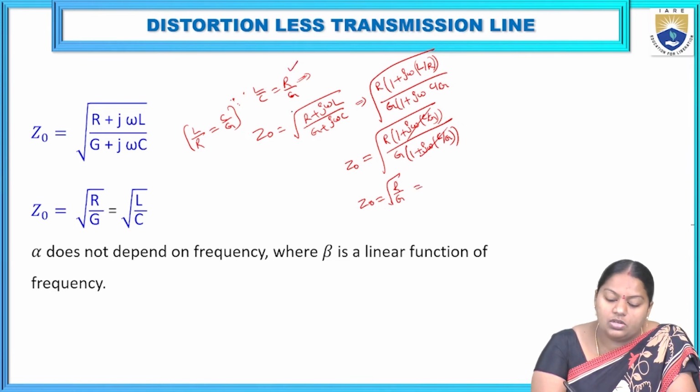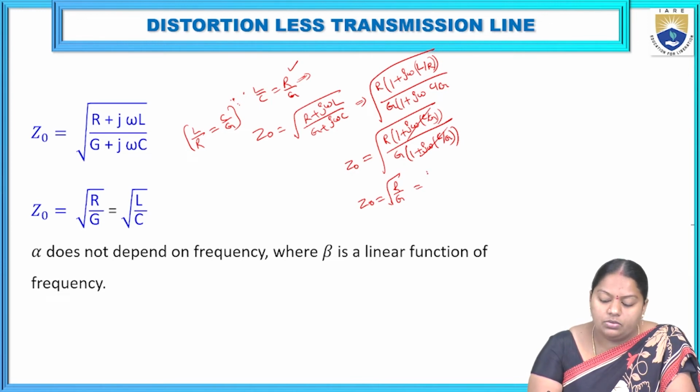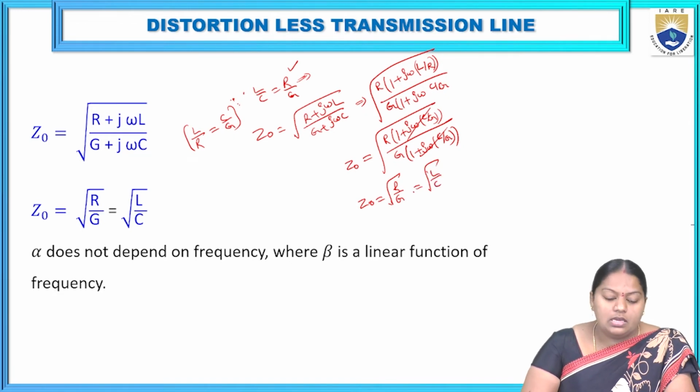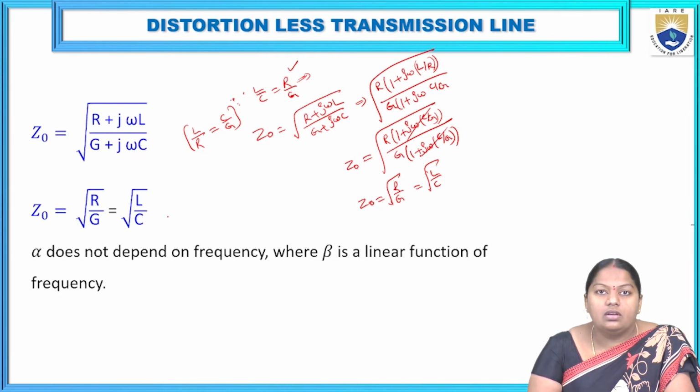Hence Z0 is equal to root of R by G, and R by G is nothing but, according to this relation for a distortionless transmission line, R by G equal to L by C. Hence root of L by C. See here, Z0 is equal to root of R by G, which is equal to root of L by C. So this is the condition for the characteristic impedance of a distortionless transmission line.